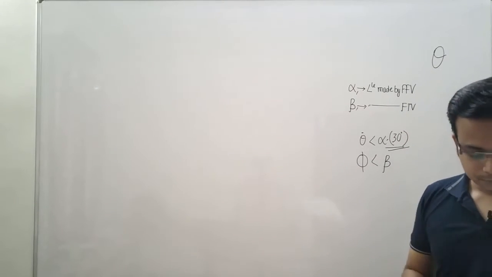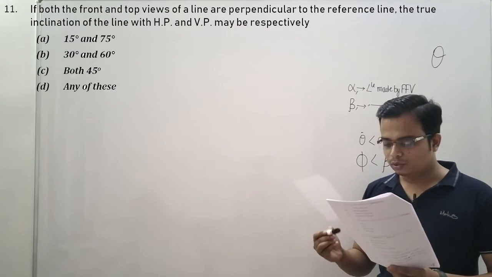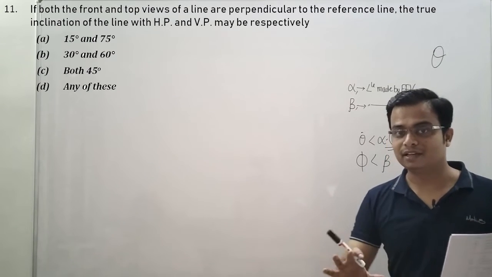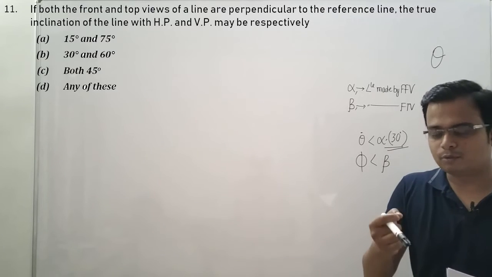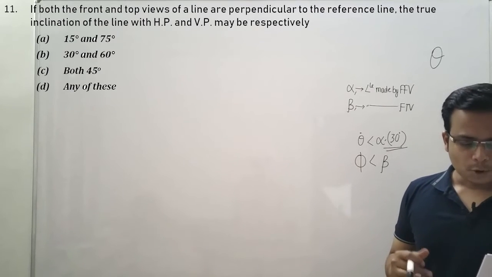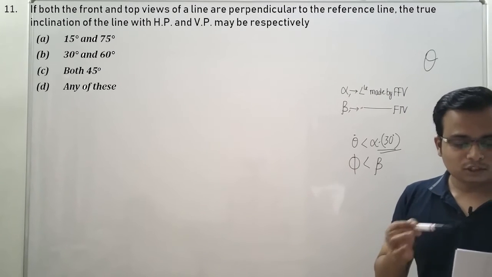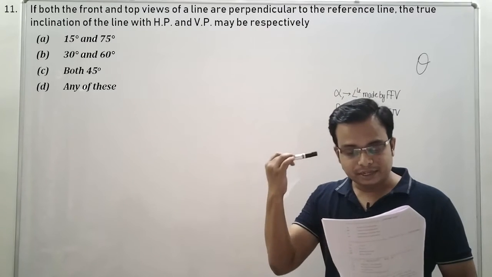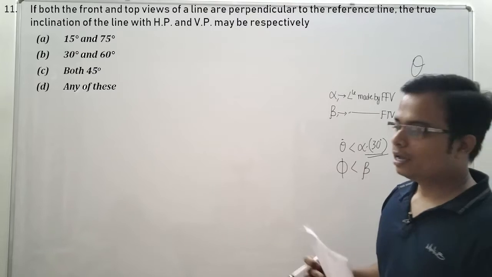Done. 10 problems done. Let us take a look at problem 11. Here we go. If both the front and top views of a line are perpendicular to the reference line. Remember, both front and top views are perpendicular to XY. And this is something that I had discussed in one of the problems just before. The true inclination of the line with HP and VP may be, respectively, as I have told you.